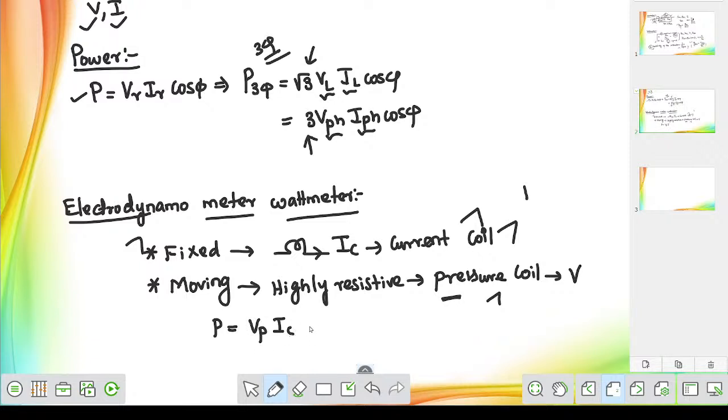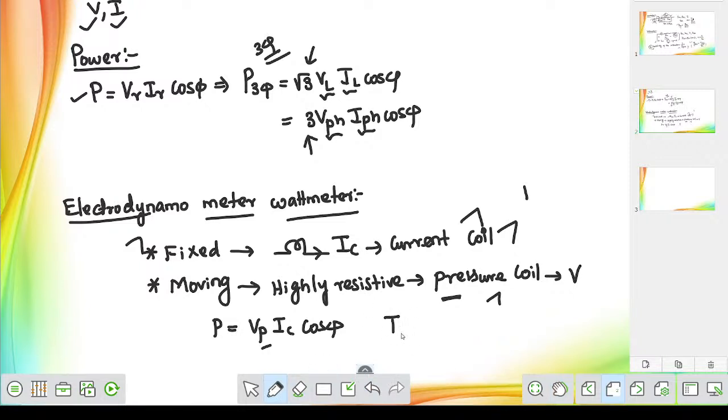From the current coil, you can take the current. Then the cosine of the phase angle difference between these two. That's it. That is how we are measuring the power with the help of the electrodynamometer wattmeter type. Now here, what is the most famous question, sir? The question that will be repeatedly asked here, I will tell you.